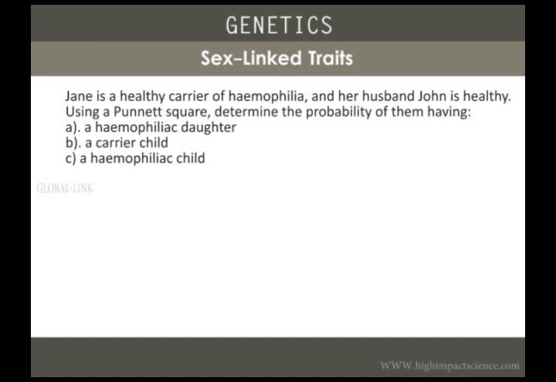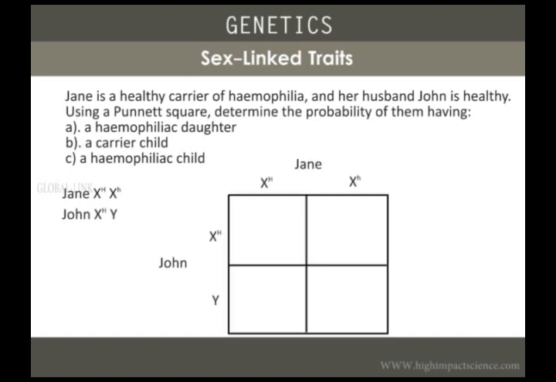And so Jane is a carrier, and that means she has the genotype XH Xh. And John is normal, and so he has the genotype XHY. Then we fill in the Punnett square. And now we label the phenotypes of the offspring. This is a healthy daughter, healthy son, carrier daughter, and a hemophiliac son.